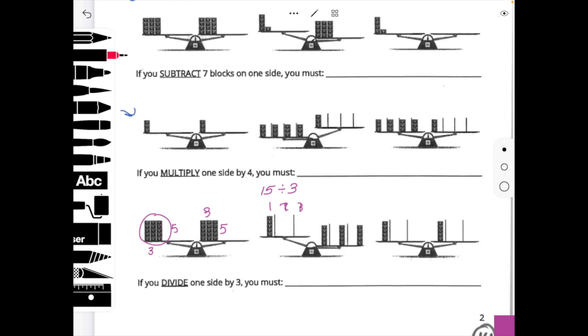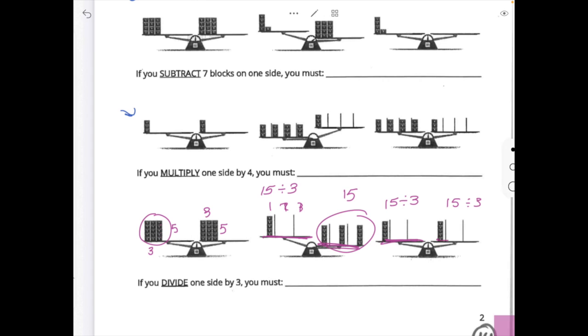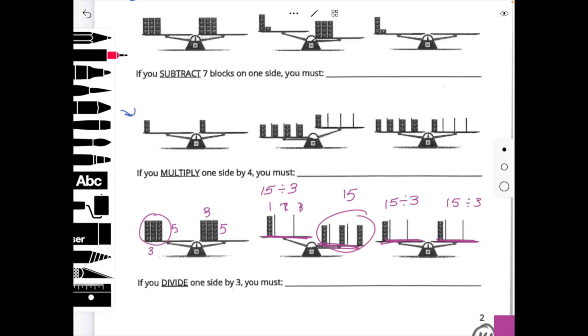But over here, we still have 15. So right now, these are not equivalent. You can see they are not balanced. So what we did is, if we took this 15 and divided it by 3 on the left, then we also needed to take the 15 and divide it by 3 on the right. So if we divide one side by 3, we must also divide the other side by 3.